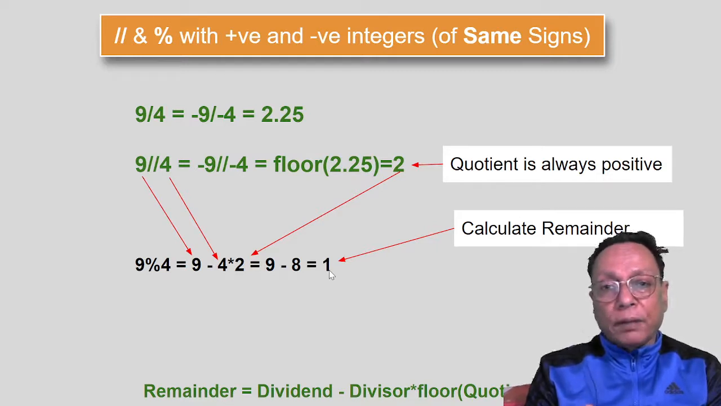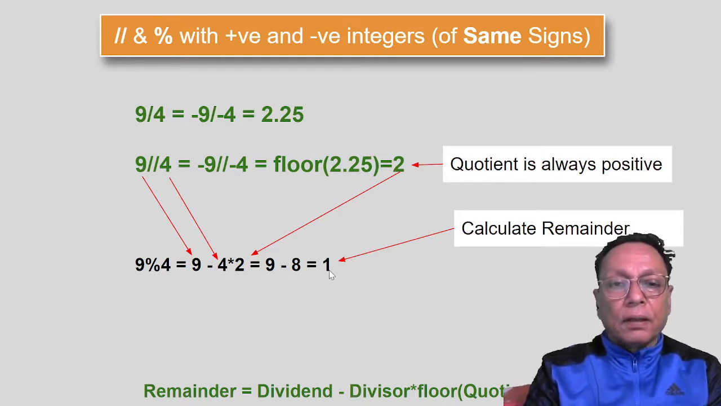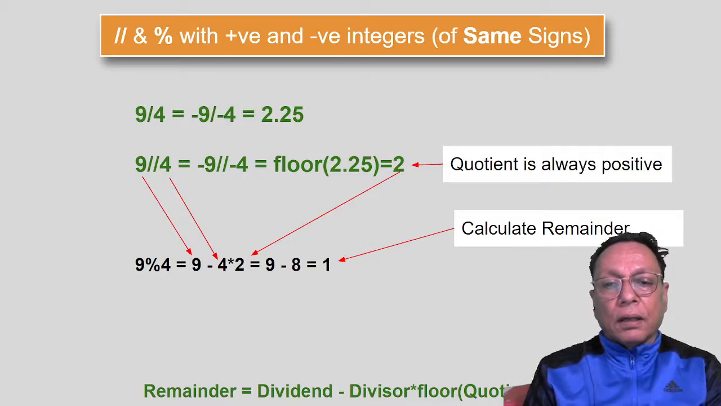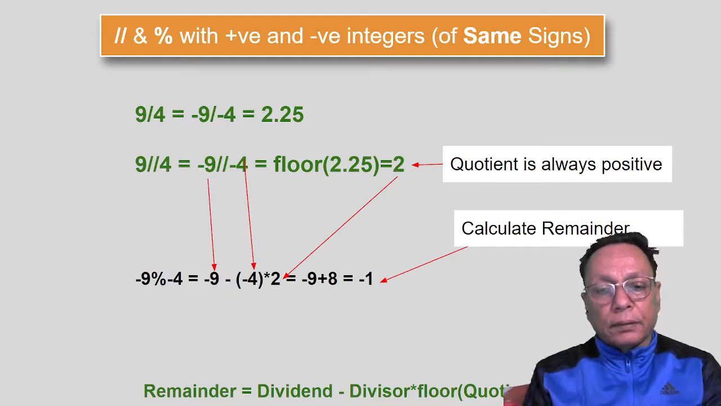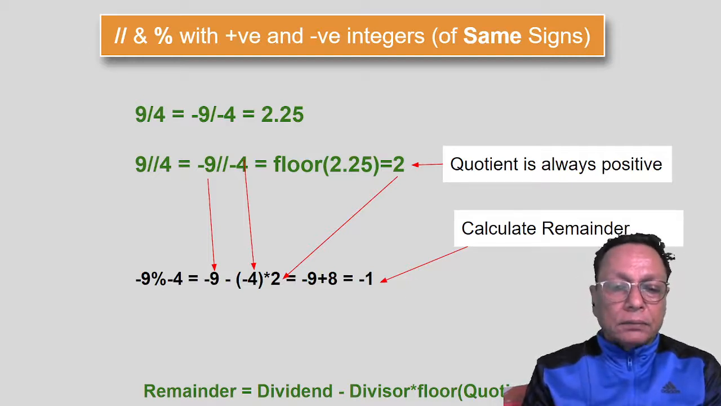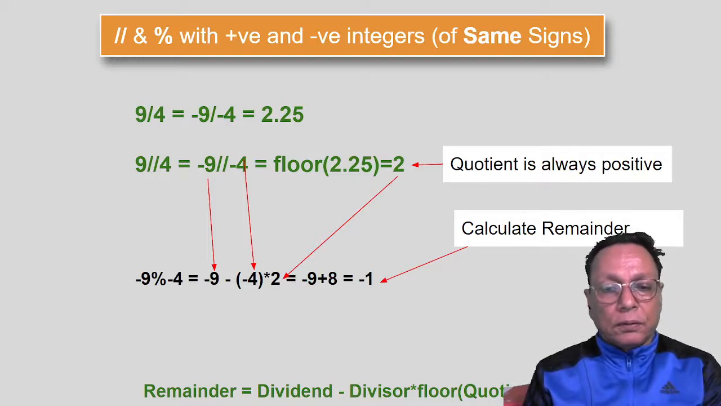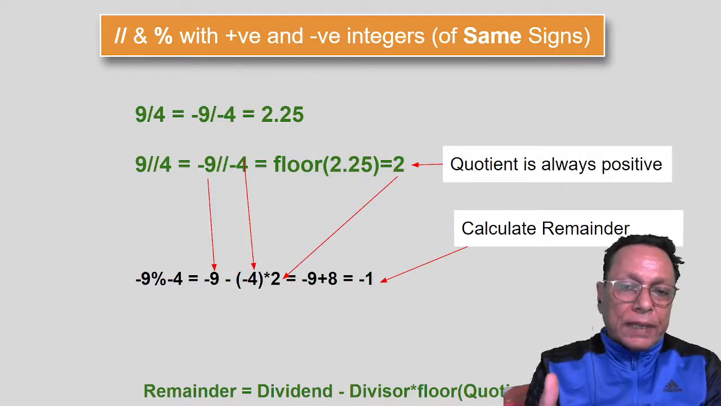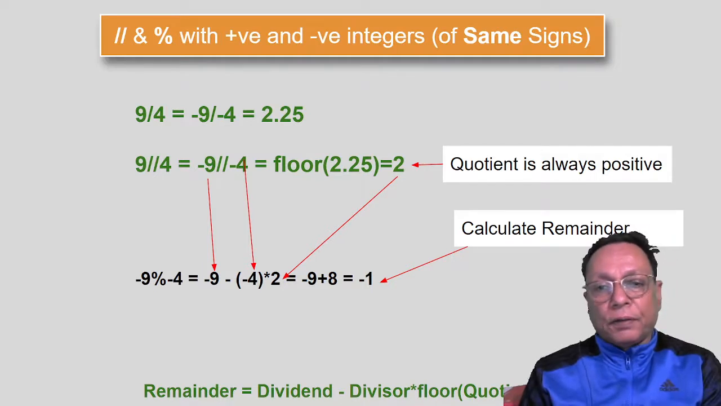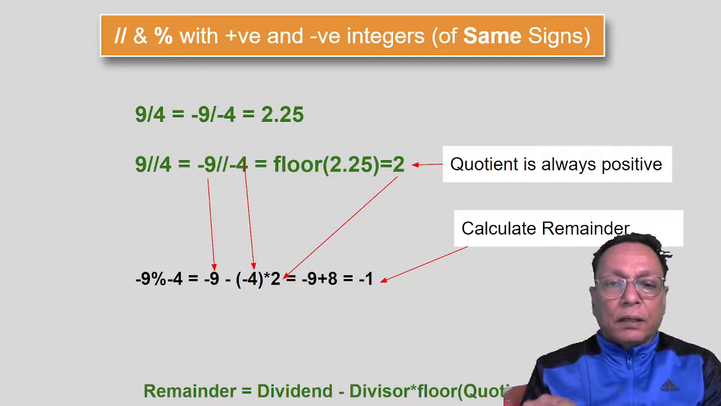But what if we have both values negative? Both the values are negative, positive and negative, both we are looking here. So minus 9 modulo minus 4. So again, if signs are the same, then the quotient will always be positive.